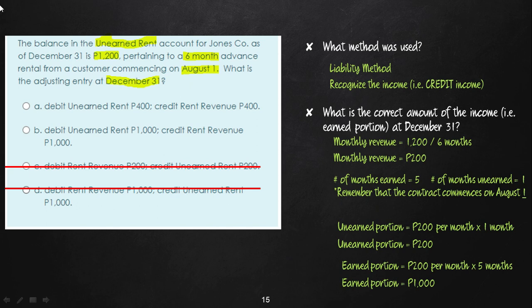Ug tungod class kay i-credit man na to ang income kay liability method man. So, kung liability method, in the adjusting entry, credit the income. Then, get the amount pertaining to the income. So, ang income, aning kanimang earned portion nga, 1,000. Right? So, therefore, we already know the answer then. The answer is debit unearned rent, 1,000. Credit rent revenue for 1,000. Okay? So, we hope okay pa ta. I hope naka-follow pa. No?